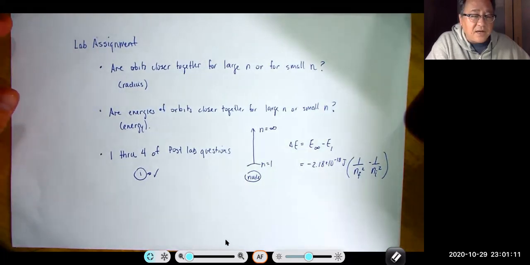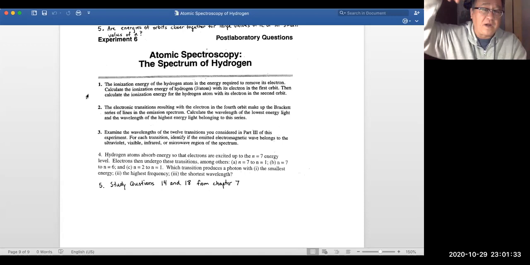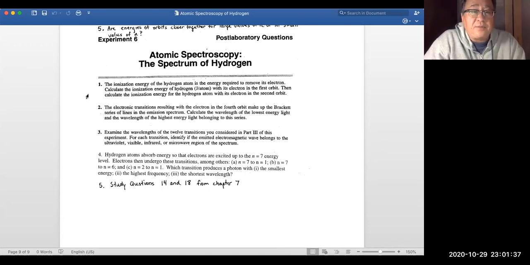So I'm going to go back to my share of the screen so that we can see the questions. So for number 1, you do this with the first orbit and you do this for the second orbit. You're calculating the energy it takes to remove the electron. Now, that should be an endothermic process because you're pulling a negative electron away from a positive nucleus. You have to put energy in. You should end up with a positive value.